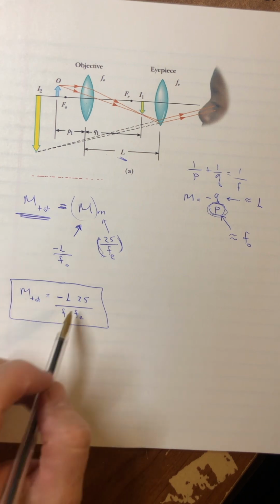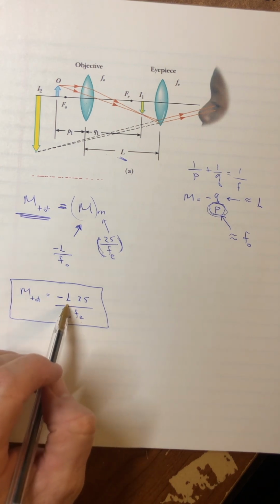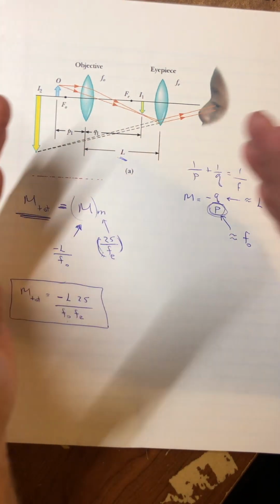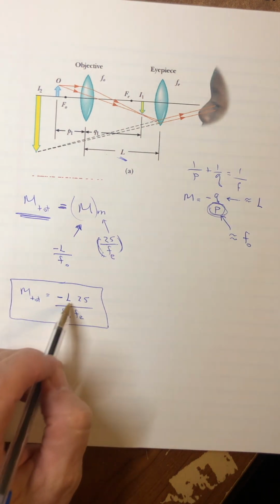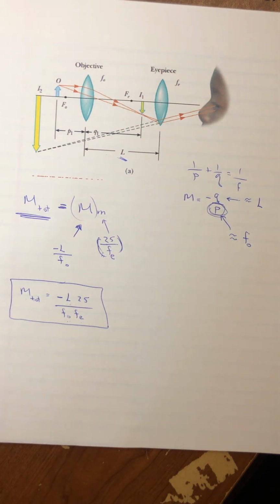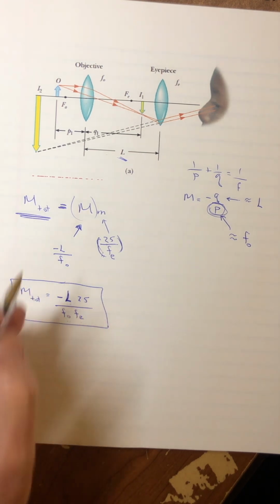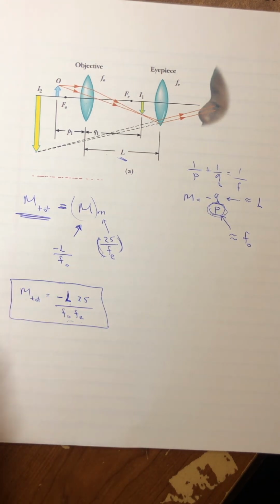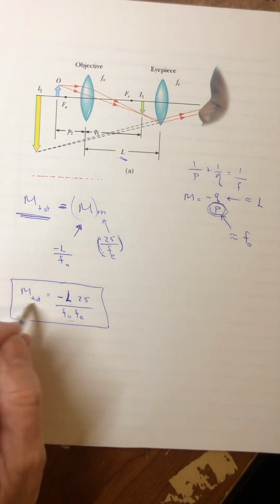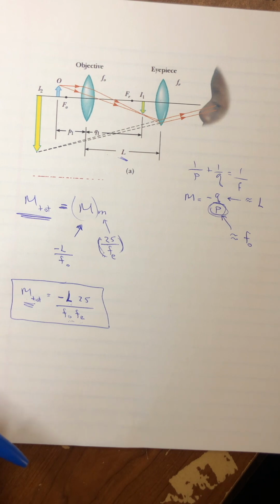And then also, microscopes that have really long body tubes, your L gets really big, and that can help with your magnification. And so by making your microscope with a big body tube and two small focal lengths, you can get a lot of magnification, 400, 500, 600, 1,200 times bigger.